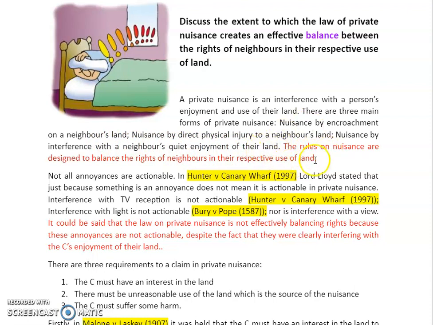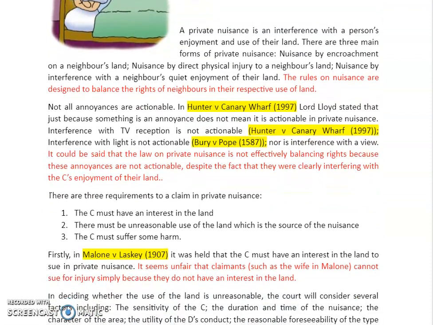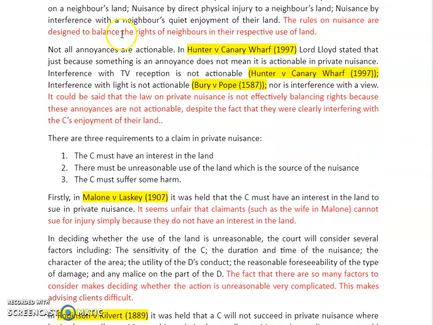I've got a little bit of red font here, some analysis happening. The rules on nuisance are designed to balance the rights of neighbours in the respective use of their land. So you can see I've linked back to the question. And now we need to outline the different rules on private nuisance. After our introduction, we've got the first fact about private nuisance.